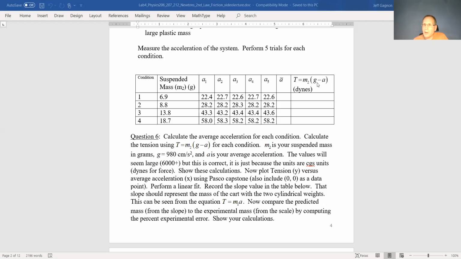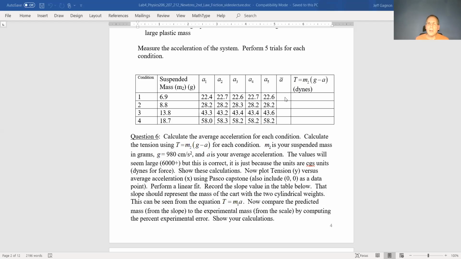And just because of how the numbers work out, these are going to be very large numbers. You're going to find that this is around 6,000-ish, and it'll increase all the way up to, I think, 17,000. So don't worry if you actually get large numbers. You should get large numbers. It's because the units are in dynes.